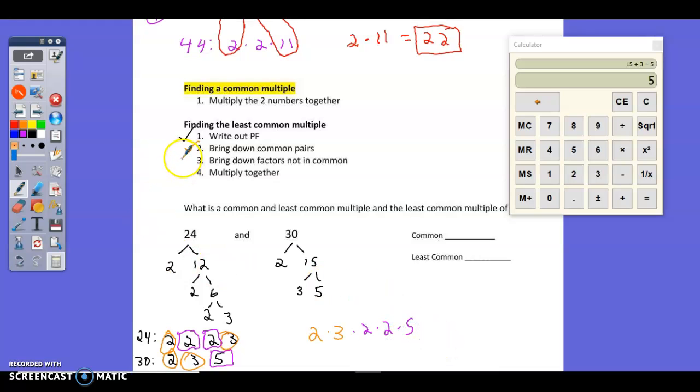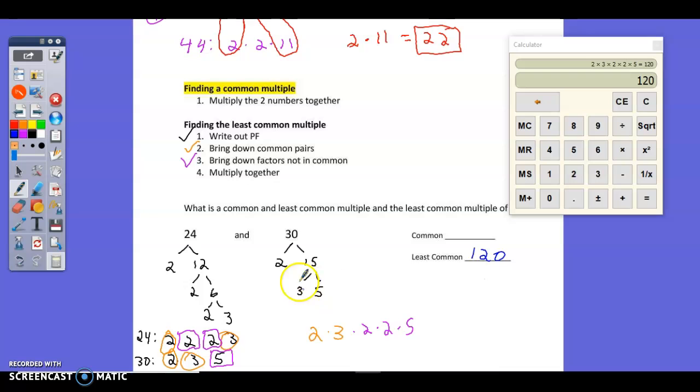All right, and then our final step is to multiply that all together. So I do 2 times 3 times 2 times 2 times 5. That gives me 120. So that would be my least common multiple. If I listed out all my multiples of 24 and all my multiples of 30, the first number they have in common is 120.